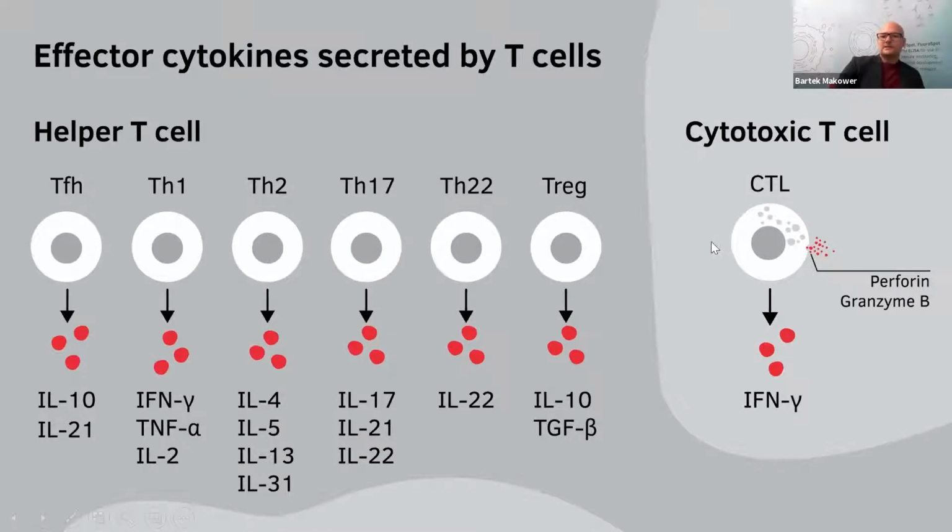Then cytotoxic T cells, they release specific killer proteins such as perforin and granzyme B. These induce apoptosis in the target cell. So the purpose of these cells is to kill virus-infected cells. So they are very important. They also produce interferon gamma.